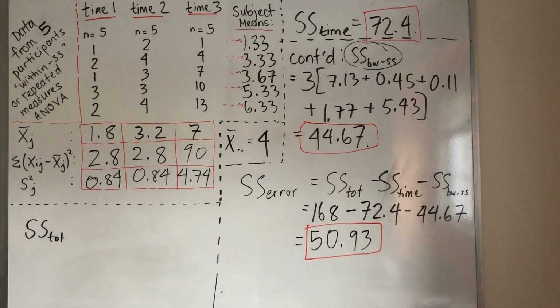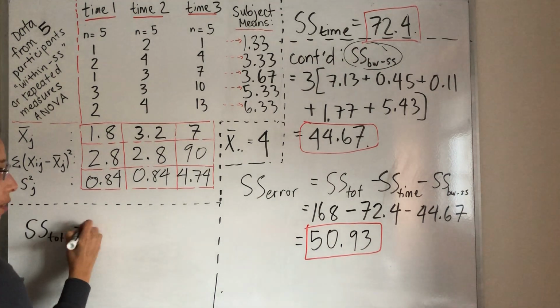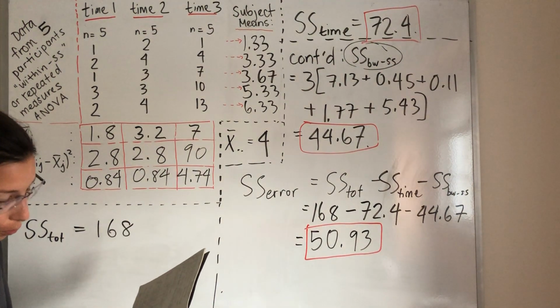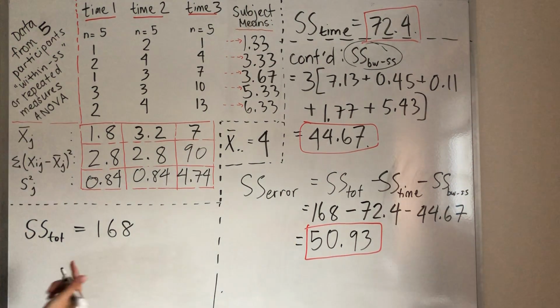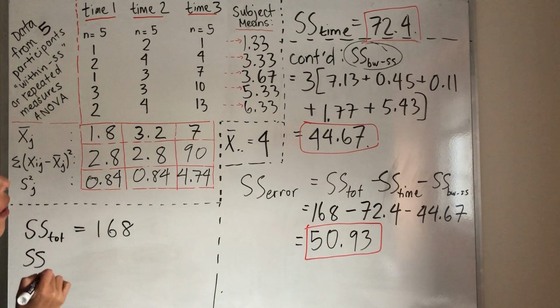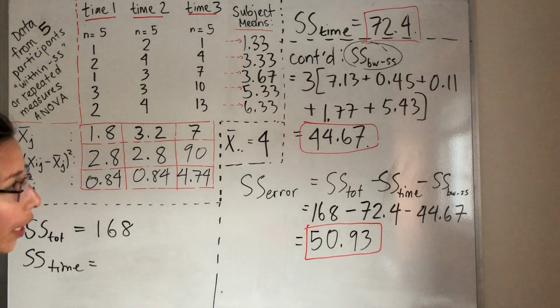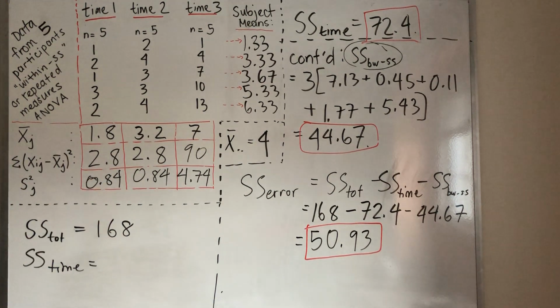Okay, so I'd like to have everything here. So this is 168, unless my working memory is worse than usual. Okay, whatever. Oh yeah, it is. It's right there. And then SS time, so our effect, that will create the top part, or the numerator, of our F test.